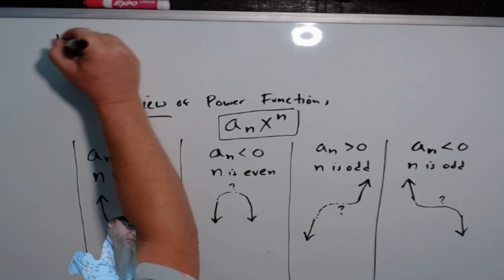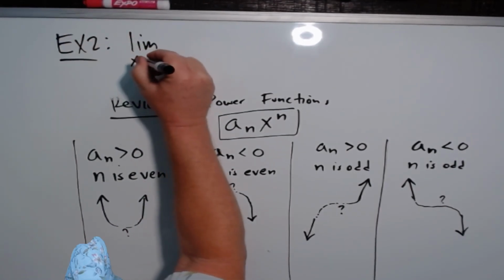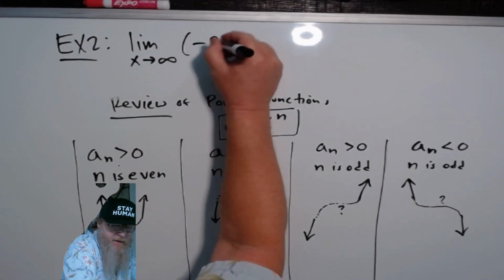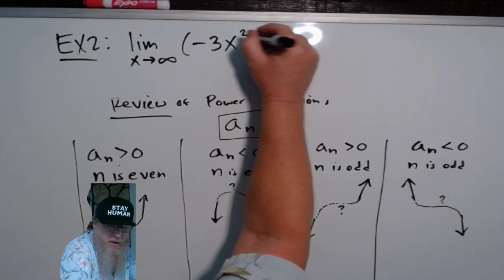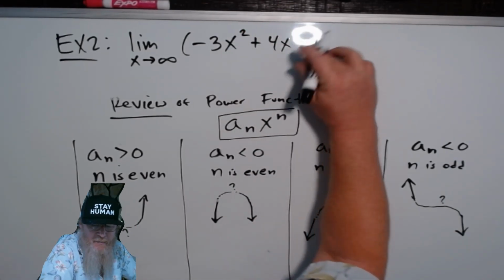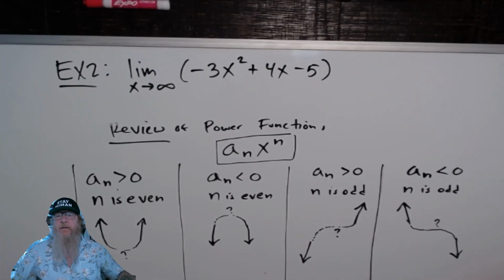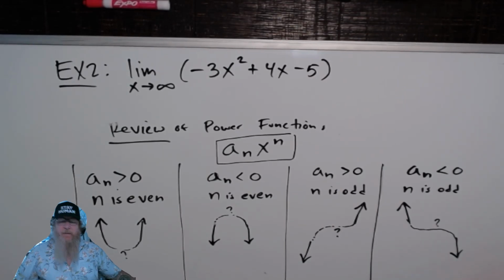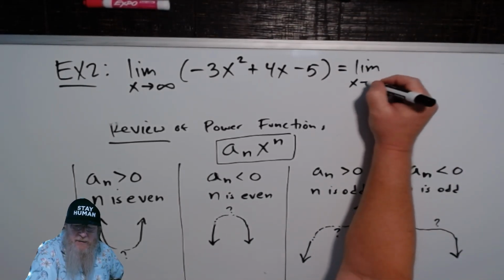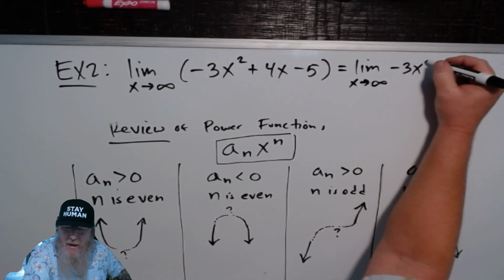So example 2. Let's do the limit as x goes to infinity of negative 3x squared plus 4x minus 5. That's going to be equal to the limit as x goes to infinity of negative 3x squared.